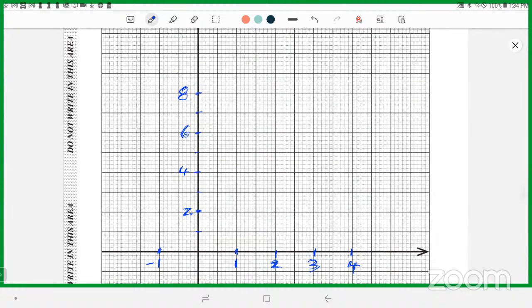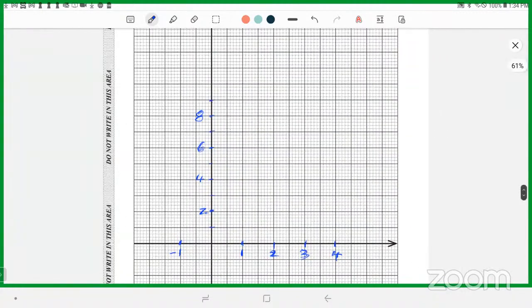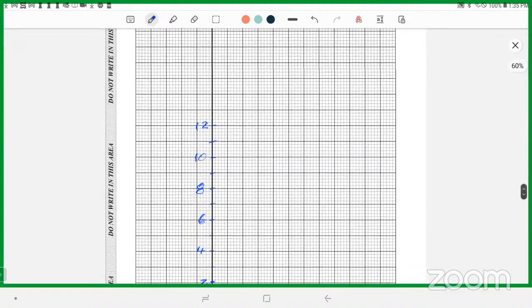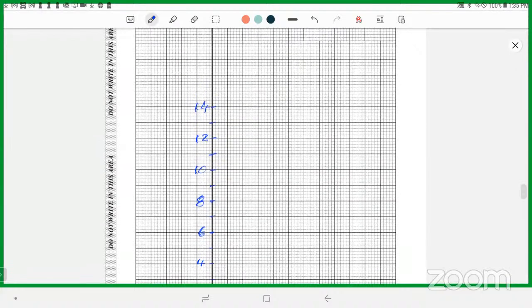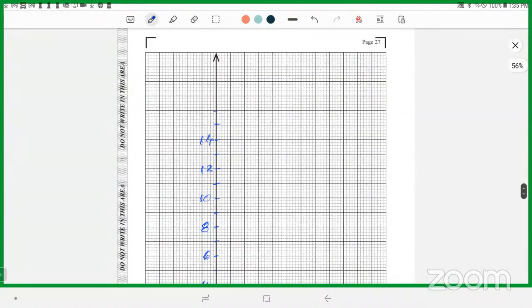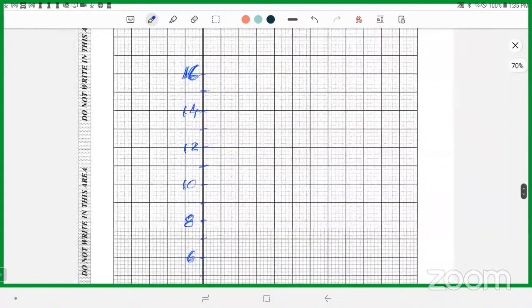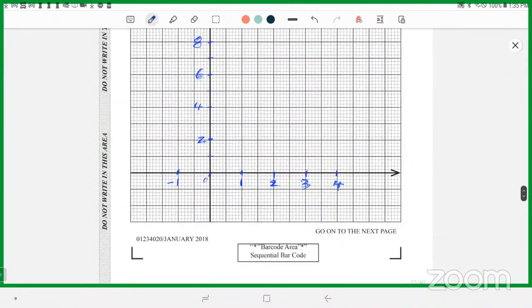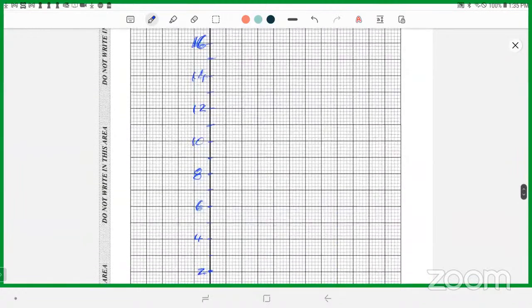I think our values went up to 8. No, it went up to 16. This will be 9 and this will be 10, this will be 11 and this will be 12, 13 and 14, 15 and 16. So we went all the way up there. That is the graph, that's the scale. There is 0. Put in the values now.